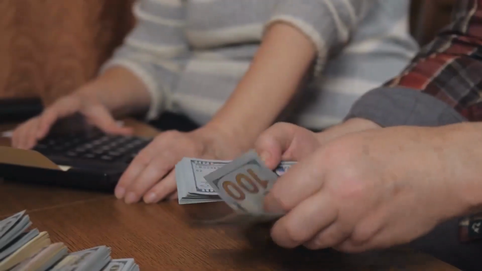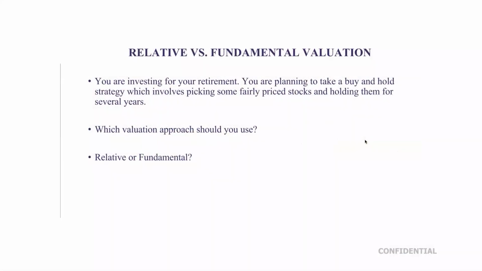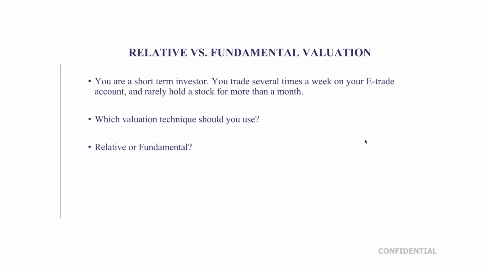Let's say you're investing for retirement and you're planning to take a buy and hold strategy, which involves picking some undervalued stocks and holding them for several years. Which valuation approach will you use? Fundamental, absolutely. And if you're a short-term investor and you trade several times a week in your broking account, and rarely hold a stock for more than a month, you definitely can use a relative valuation approach.